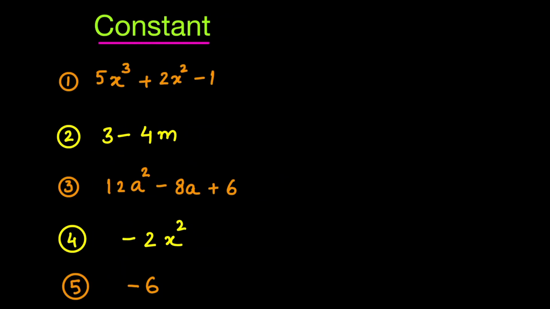Next is constant. The constant is the term in this polynomial, and we saw that these are the numerical coefficients like +5 and +2. The constant is the part of the polynomial which has no variable with it. So what is the constant in this first example? The constant is -1.